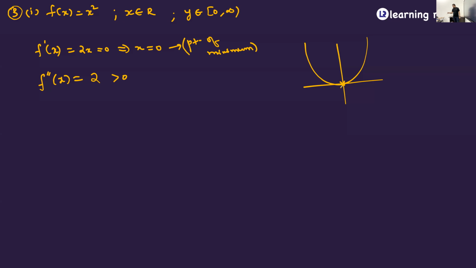Right? So did they ask the minimum value, or are they just asking the point? Local minimum is attained at x is equal to 0. There is no maximum for this. Then what about the value? f of 0 is equal to 0. So the function value is 0 and the minimum is also taking place at x is equal to 0. I hope it is clear.